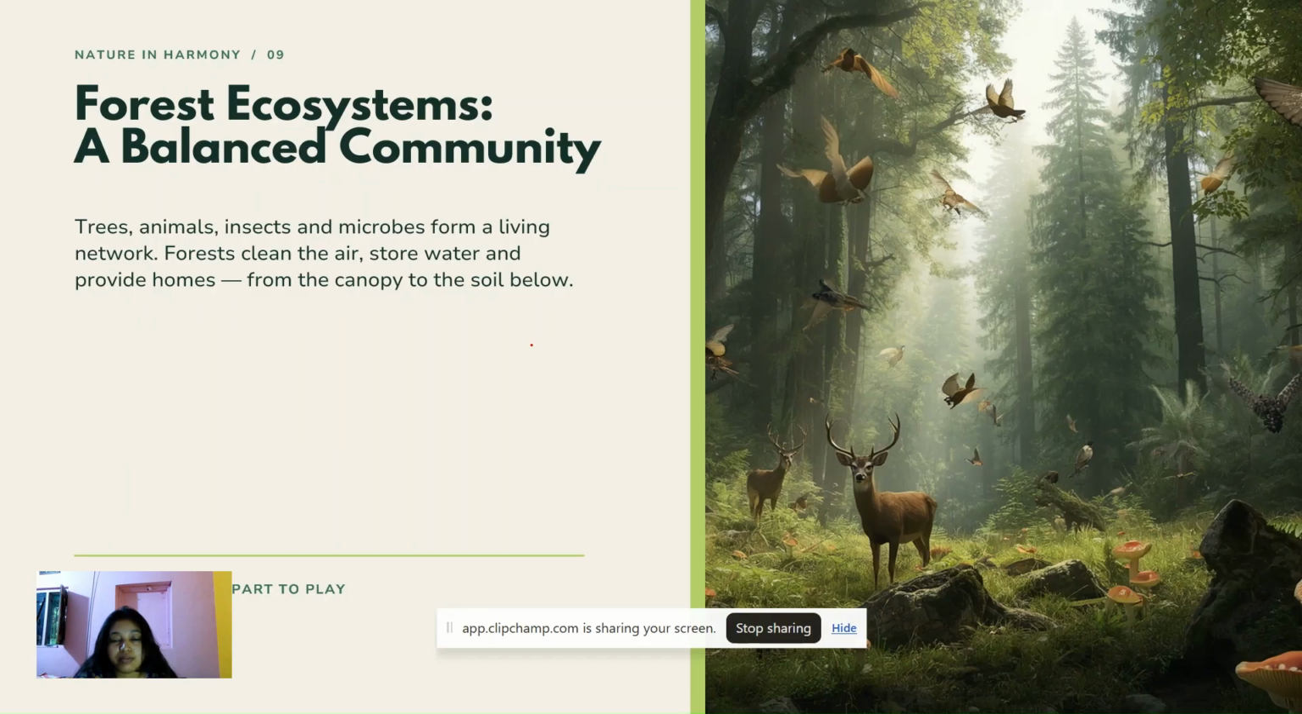So, in the forest, every type of animal is living, and various types of insects are also there. Among them, some are co-dependent on each other. In the forest, clean air is present. They also store the water and they provide homes to various types of animals.